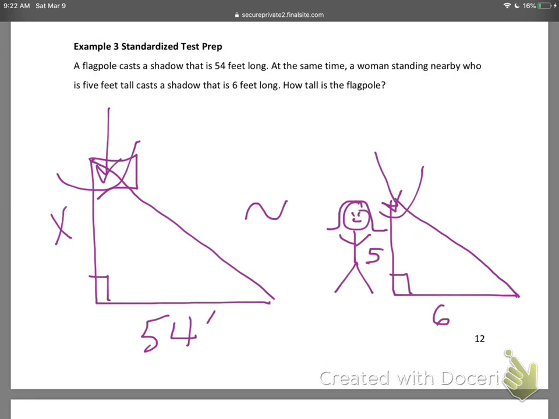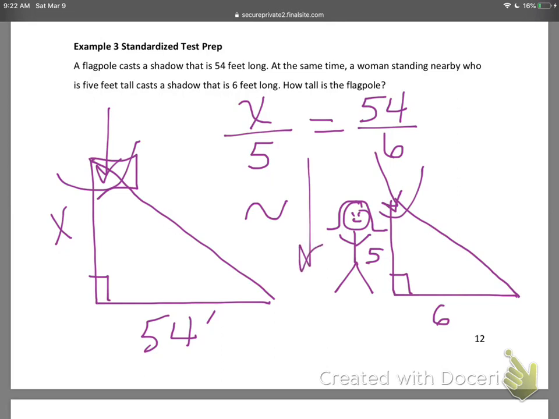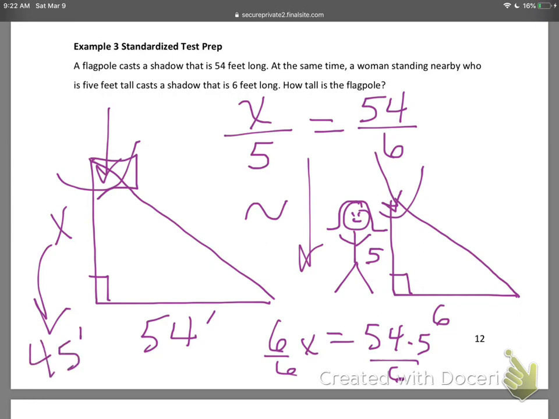So you can establish that x, vertical height, over 5, vertical height of woman, equals, go back to the bigger triangle, 54 shadow length over 6 shadow length. Do your cross products, I'll do that down here, and you're going to get 6x equals 54 times 5. So do that in your calculator and divide by 6, and you should get that your x, so your height of the flagpole, will equal 45 feet. So just check that math, make sure you're getting that.